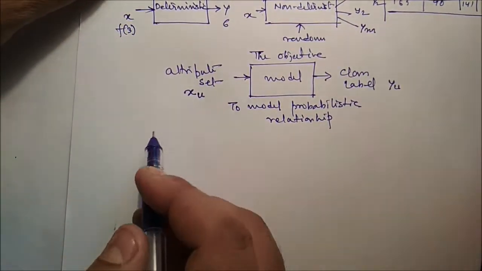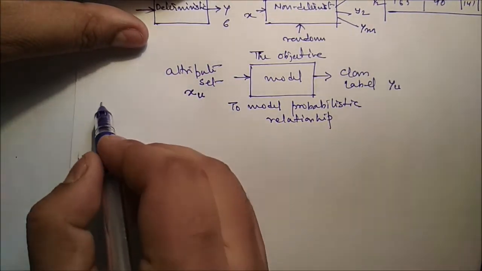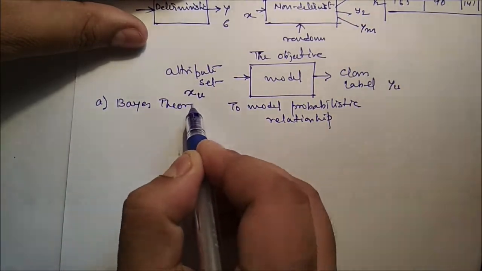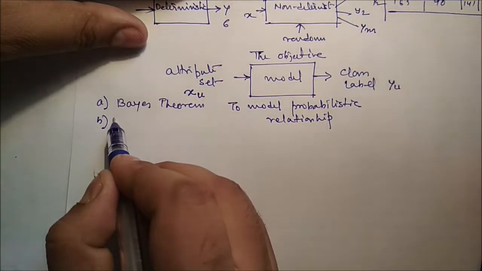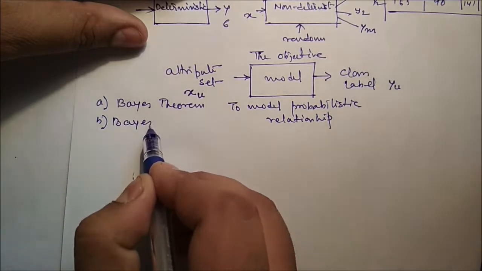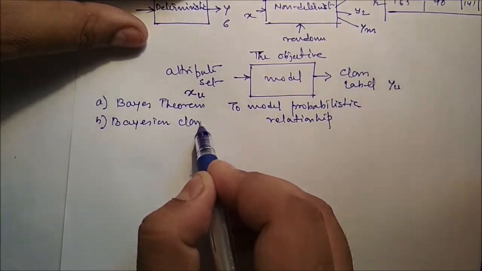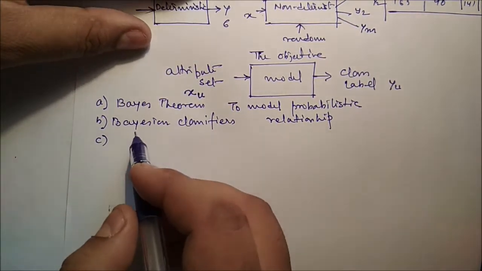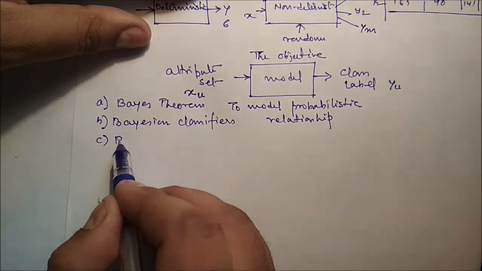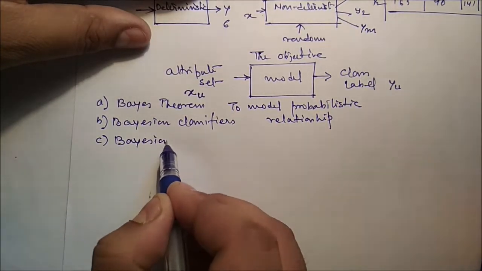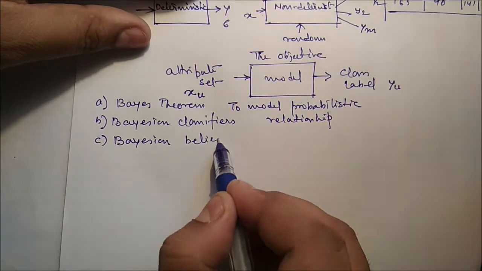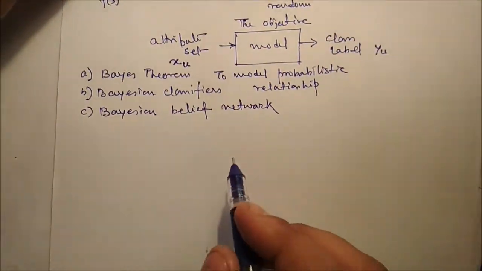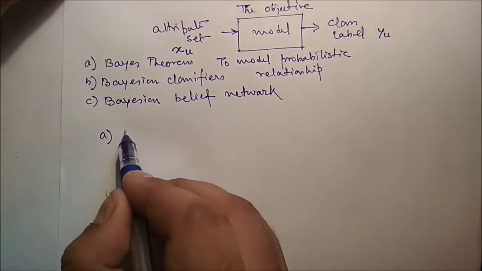We divide this video into two parts. In the first part we will talk about Bayes theorem in short. Next we will talk about Bayesian classification or Bayesian classifiers, and in the next video we will talk about Bayesian belief network. So first we'll talk about Bayes theorem.